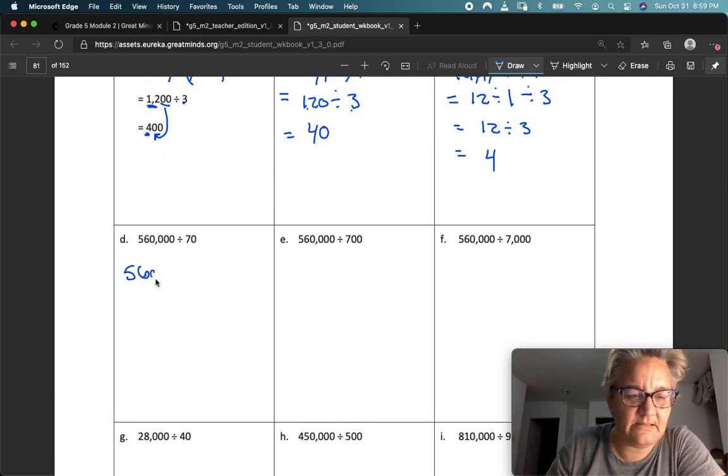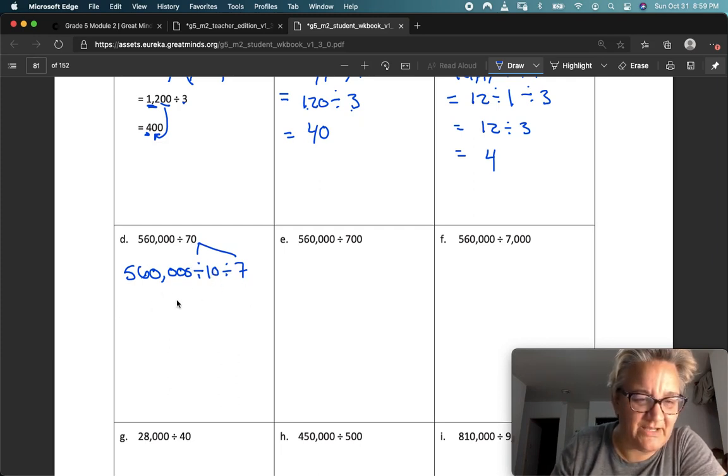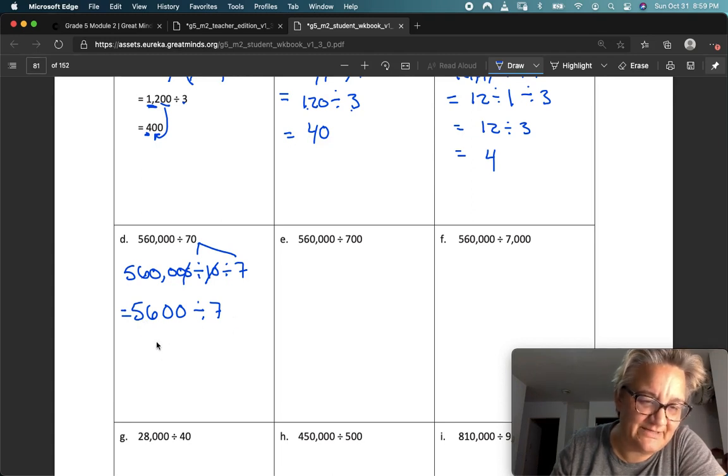56. 560,000. You see that 56 right there? Do you see 7? It goes into 56 how many times? 8 times, right? So that's what we're trying to get to. And then I'm going to make this 70 a 10 and a 7. I'm splitting those out there, okay? So I can take off a 0. 5600 divided by 7. Okay, so I took off this and I took off that. Now 56 divided by 7 is 8, and then bring down my zeros.